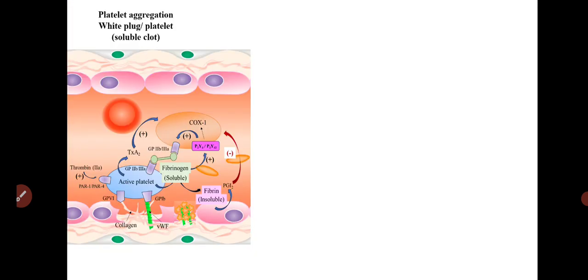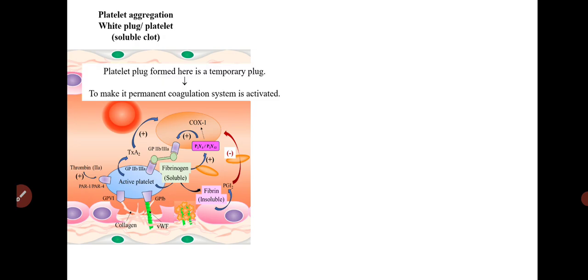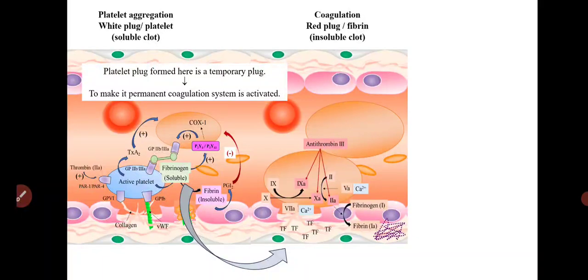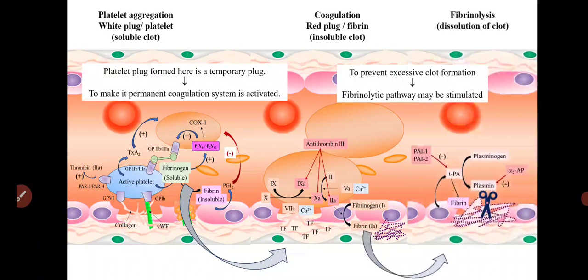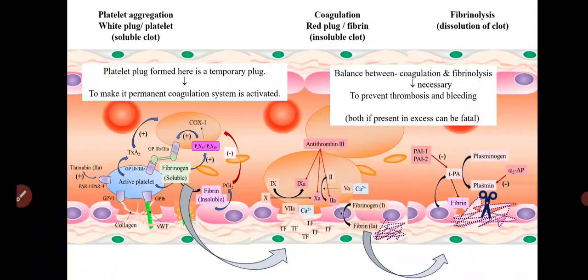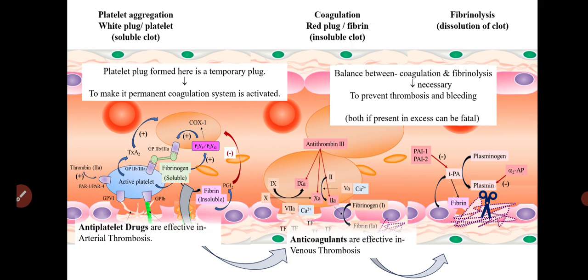So ultimately the platelet aggregation forms the white plug, which is a soluble clot and forms a temporary plug. To make it permanent, the coagulation pathway gets activated, where there is a formation of a red plug or insoluble clot. To prevent this excess clot formation, the fibrinolytic pathway gets stimulated, and the balance between this coagulation and fibrinolysis is necessary to prevent thrombosis and bleeding, because both, if present in excess, can be fatal.